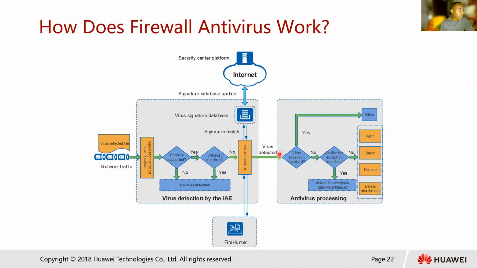Then when a virus has been detected, sometimes this is what you usually do: if it is a speaker or those kinds of things, you put them in an exception. If they go through an exception, it is allowed because you have explicitly told your antivirus to do it. If the application exception is matched, yes, allow for exception: allow, alert, or block. If it doesn't, alert, block, declare, delete attachment. So that is basically it.